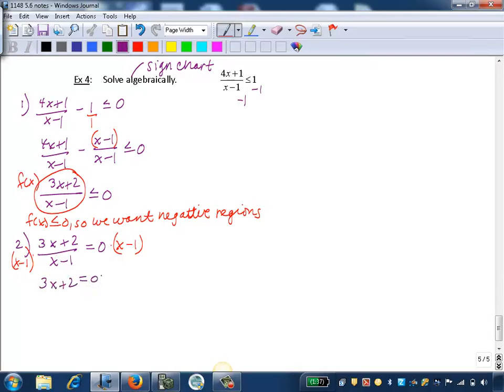3x + 2 = 0. So if we subtract the 2 and divide by 3, we have x = -2/3. So the zero of this function is -2/3. So that's going to go on our number line. But since this is a rational function, we also have to put on the number line any values that are excluded from the domain, because obviously those will be excluded from the solution.